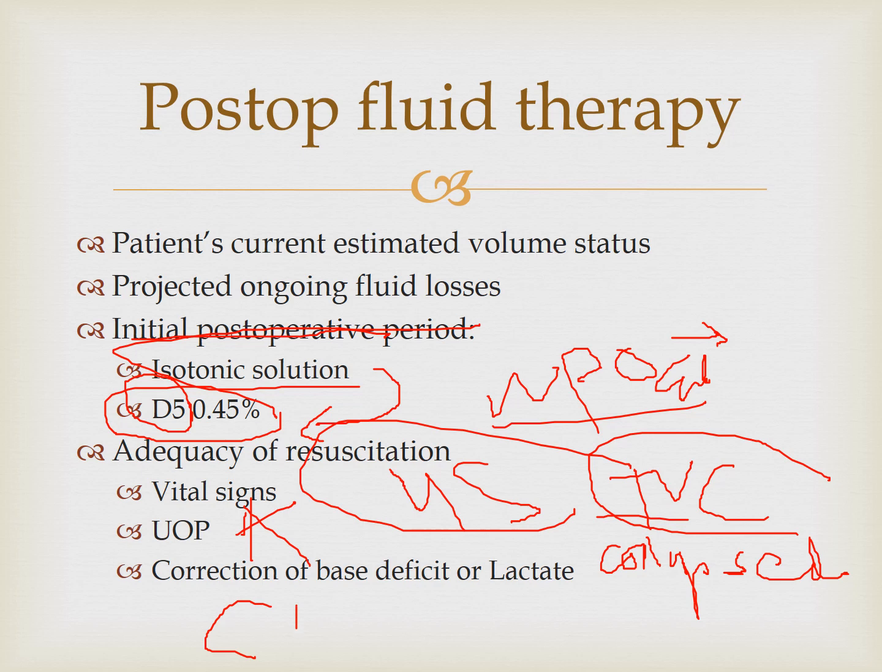Another number that's been debated is CVP. When you have a patient with a central line, you can use the CVP to see how much fluid to give. But again, they're trying to stay away from using CVP. But that's another number you can use for your resuscitation therapy.